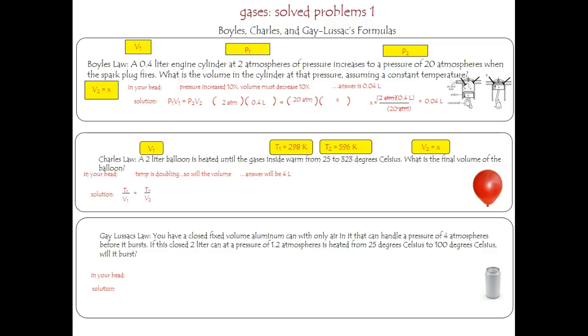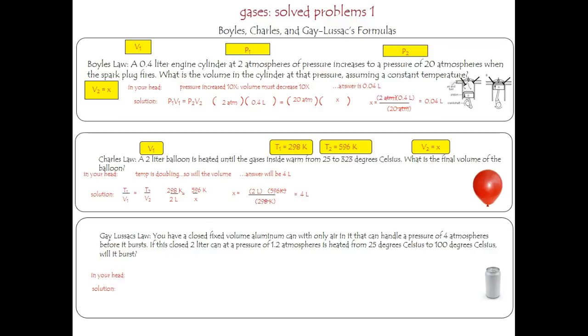Since it's a proportional effect, these are expressed as one over the other, and it doesn't matter which one's on top as long as it's consistent. In this case, we put temperature on top. And we solve it by cross-multiplying, and we get the predicted answer of 4 liters.